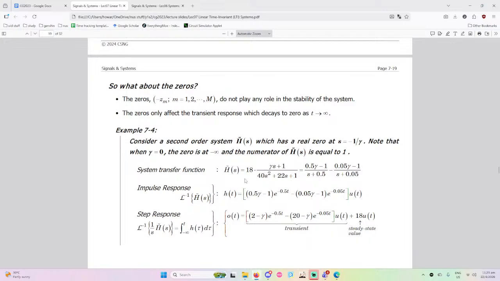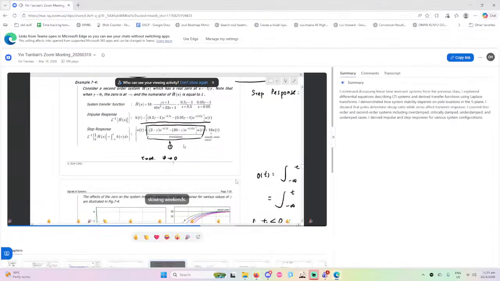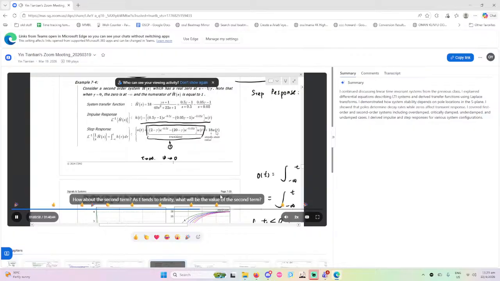For this term here, if I represent it by 1, as t tends to infinity, will it tend to infinity, or 1, or 0? As t tends to infinity, what will be the value of this term here? 0. So how about the second term? As t tends to infinity, what will be the value of the second term?